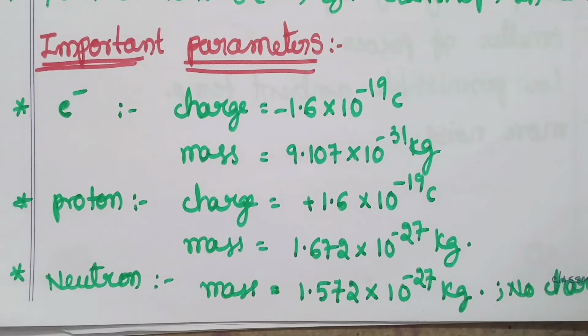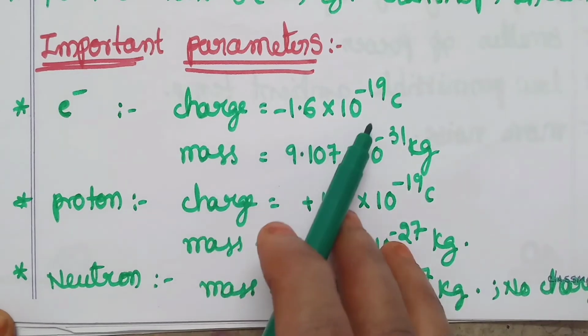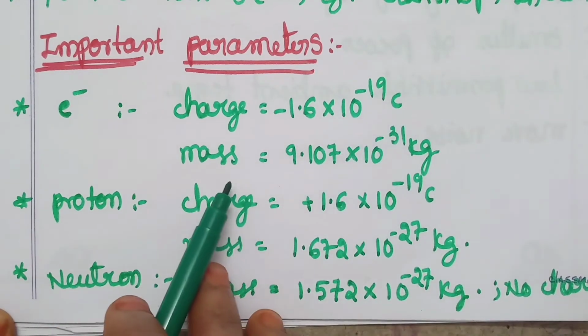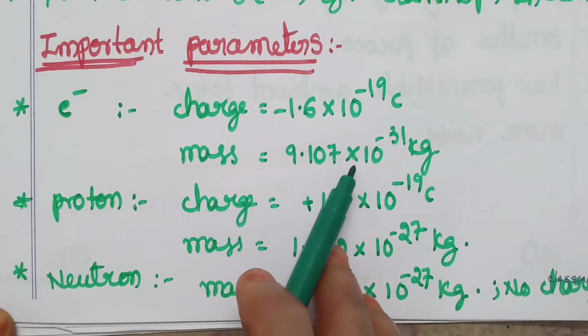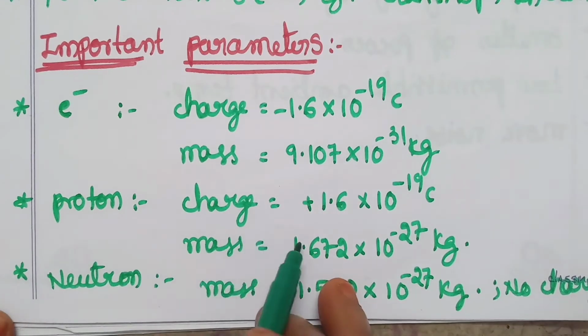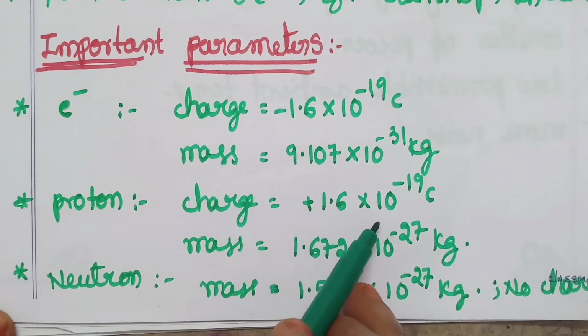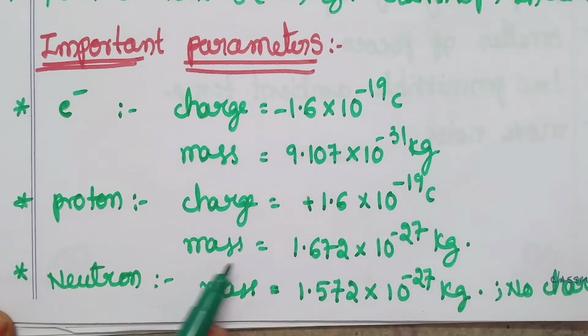Let us now discuss some important parameters related to the basics. We have to remember these because they are very useful in solving problems as well as in competitive exams. For an electron, the charge is minus 1.6 into 10 to the power of minus 19 coulombs, and mass is 9.107 into 10 to the power of minus 31 kg. Similarly, for a proton, the charge is the positive value of the charge of the electron, so 1.6 into 10 to the power of minus 19 coulombs, and mass is 1.6 into 10 to the power of minus 27 kg.